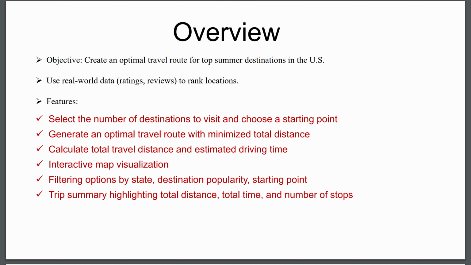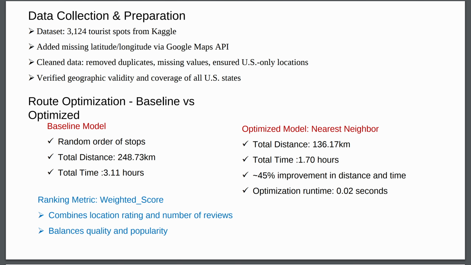Key features of this project include an interactive map displaying the complete travel route, filtering options to customize trips by state, popularity, and number of destinations, and a clear trip summary showing total distance, estimated driving time, and a number of stops for better trip planning. The project is divided into 3 main stages: data collection and preparation, route optimization, and data visualization.